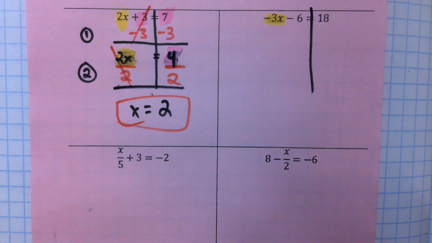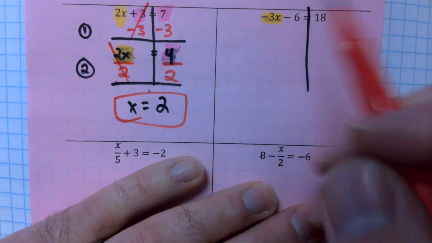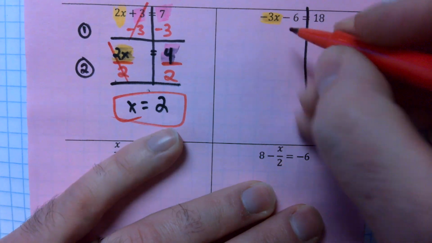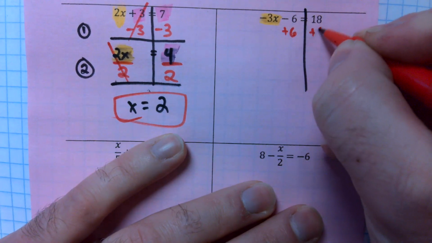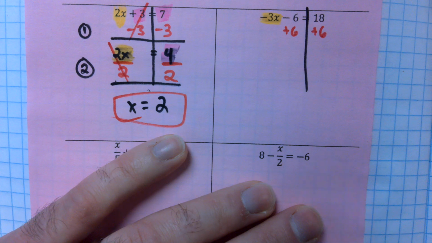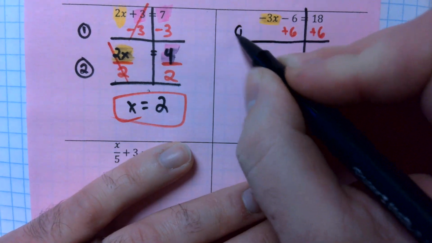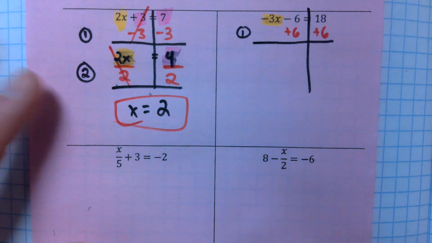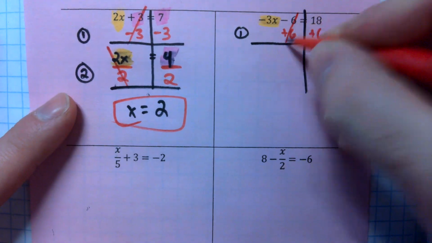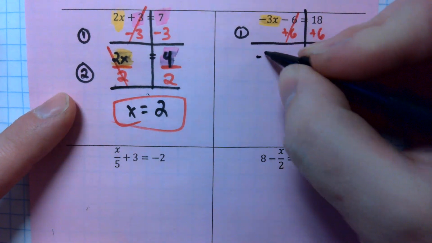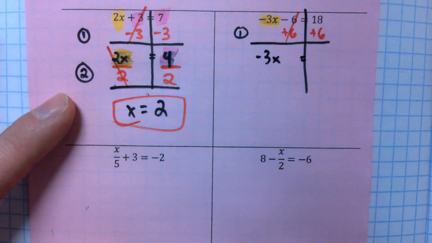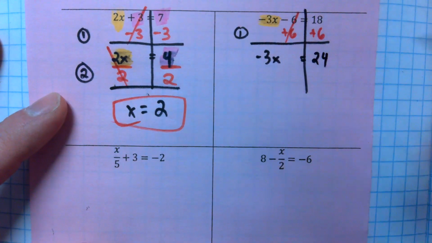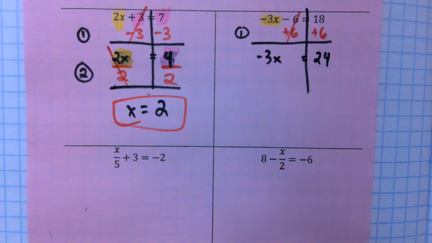That's right. What constant are we going to get to what side? Negative 6. We're going to get our negative 6 over there. What's the opposite of negative 6? Positive 6. I'm going to do a line underneath. That's step 1. What am I crossing off? That's right. Negative 6 and positive 6 go away, leaving me with negative 3x equals 24. Everybody with me so far? Yes.